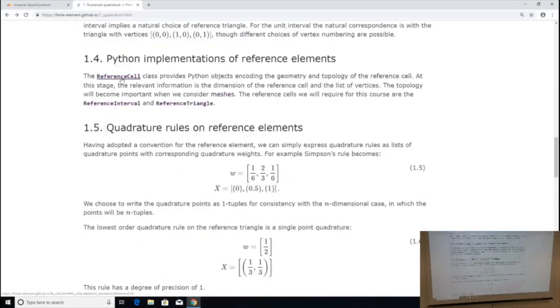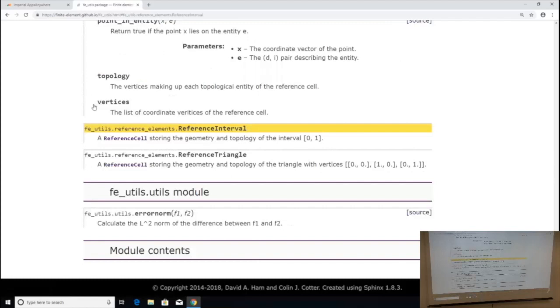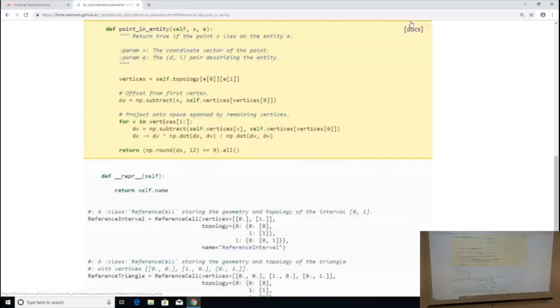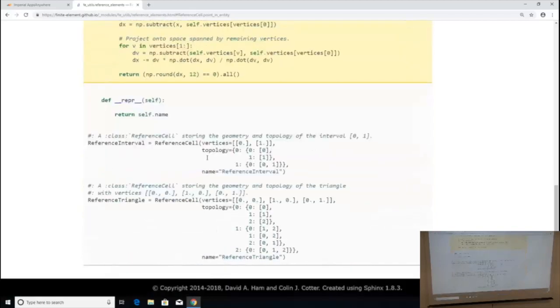Now, we've got a reference cell class, so that's a type of object, but we actually also need to deal with individual instances of that object because we've got a reference interval and a reference triangle. So there is an object called reference interval, and reference interval is a reference cell storing the geometry and topology of the interval 0, 1, and reference triangle is the same thing for this next one. So if we look at the source again, here's the reference interval. So here you can see when we pass in a list of vectors. And here there's a list of vectors as well. And then there's the topology that we don't need to talk about, and it's got a name. Simples.